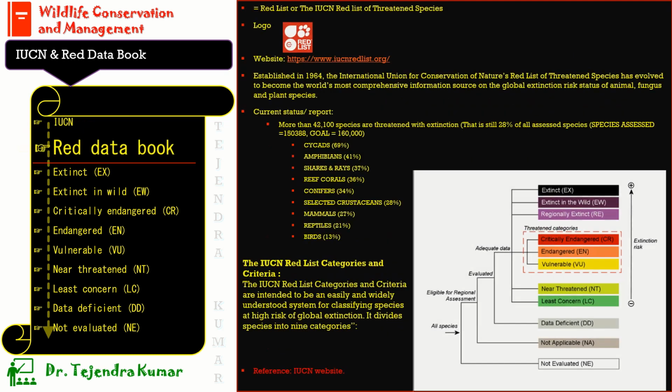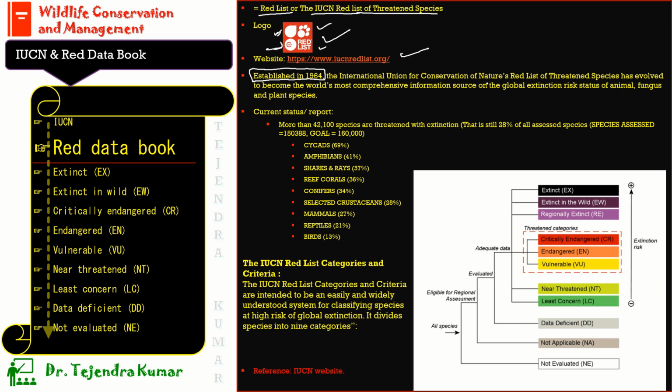Okay. Now coming to the Red Data Book. So what is the Red Data Book? Red Data Book or Red List, or the IUCN Red List of Threatened Species. Its logo is this one. Here you can see the IUCN logo is written, a palm is there, and Red List is written there. So this is the logo of the IUCN Red List, and this is the website of the IUCN Red List. It was established in 1964. IUCN was established in 1948 and IUCN's Red List was established in 1964.